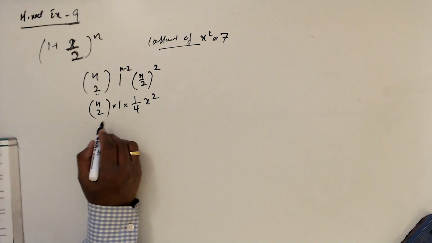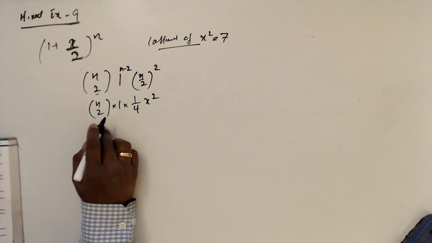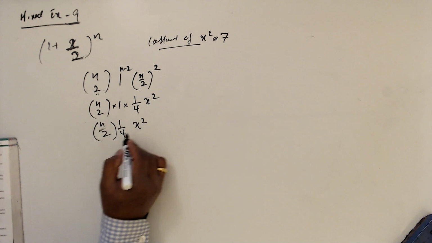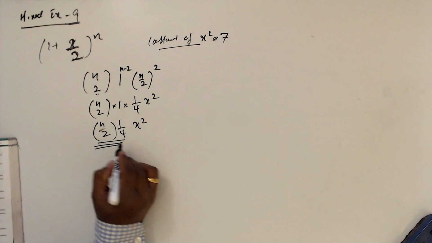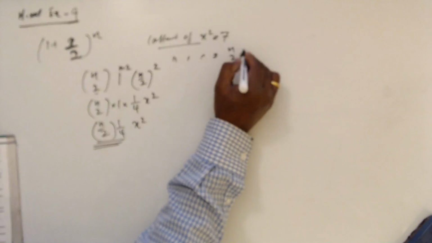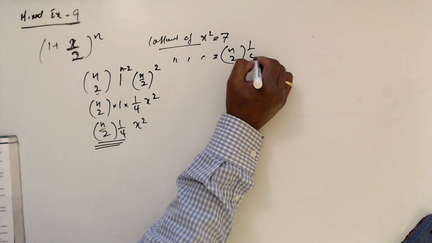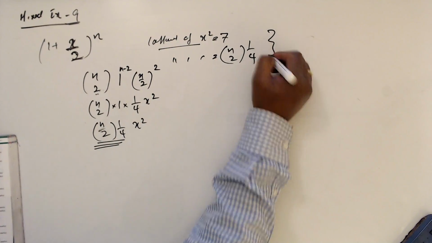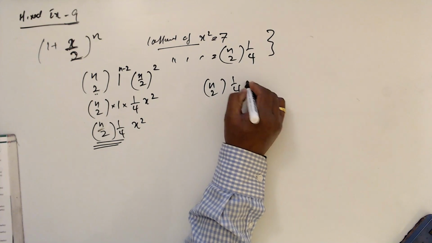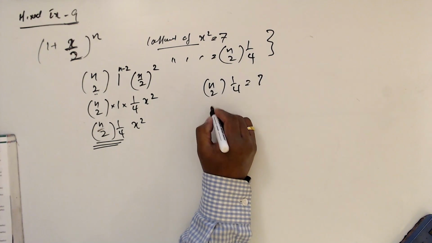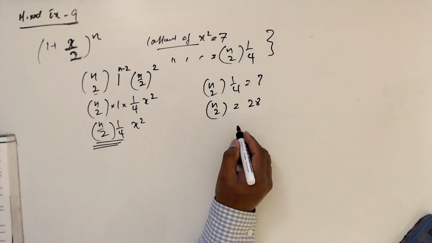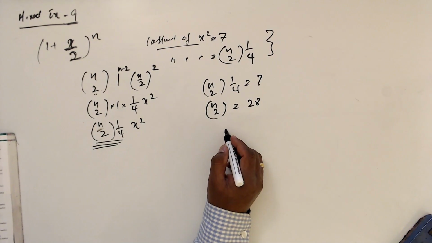So nC2 times 1 over 4 x². The coefficient of x² is nC2 times 1 over 4. Hence nC2 times 1 over 4 equals 7. Hence nC2 equals 28 because of the multiplication. Now let's work out what nC2 is.